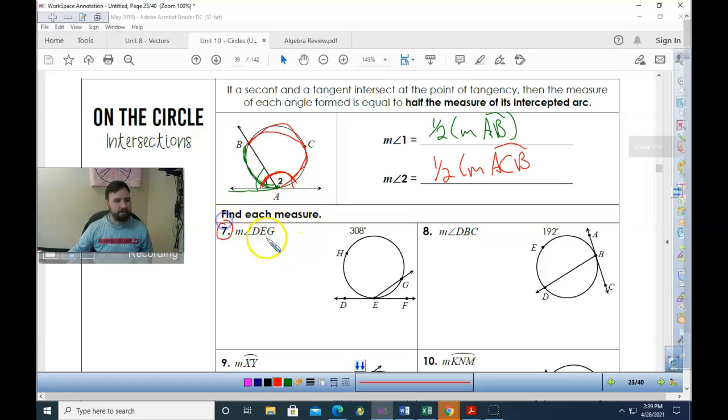Let's try number 7. We're finding DEG, this angle. So I look at my arc, EHG. This arc is 308 degrees. So I know that angle is half my arc. So half of 308 is 154 degrees.